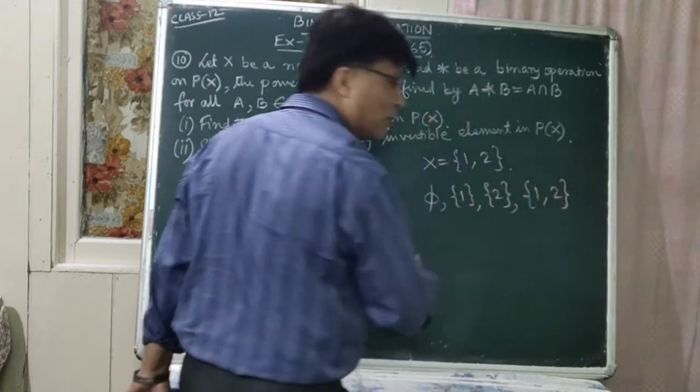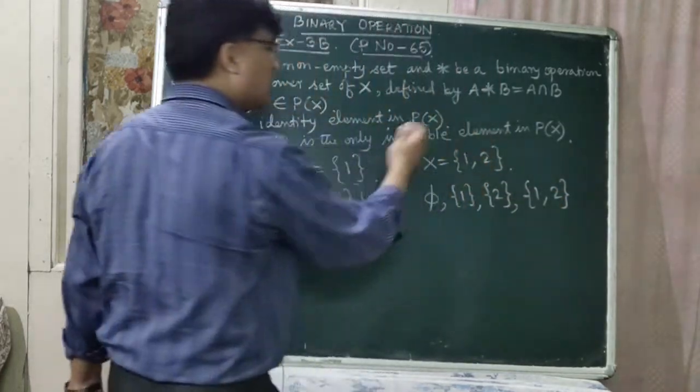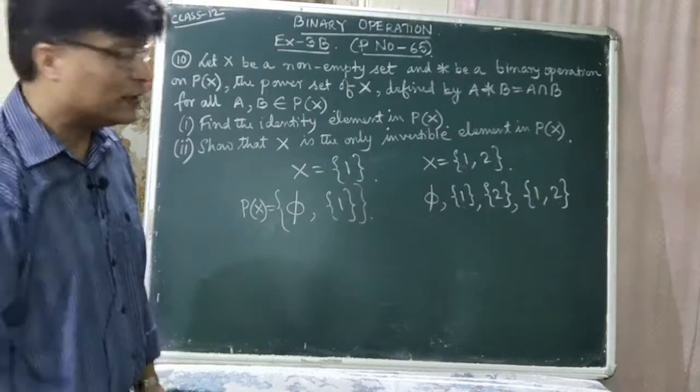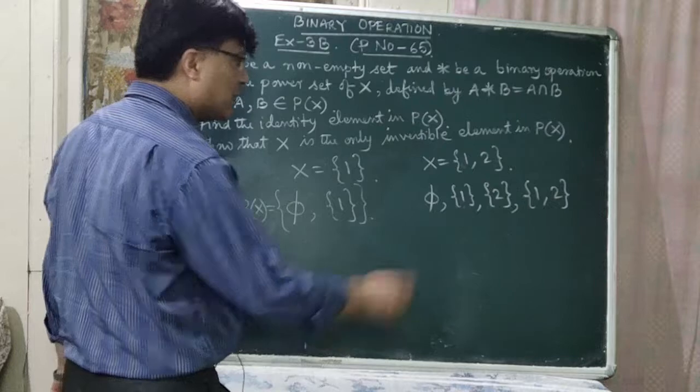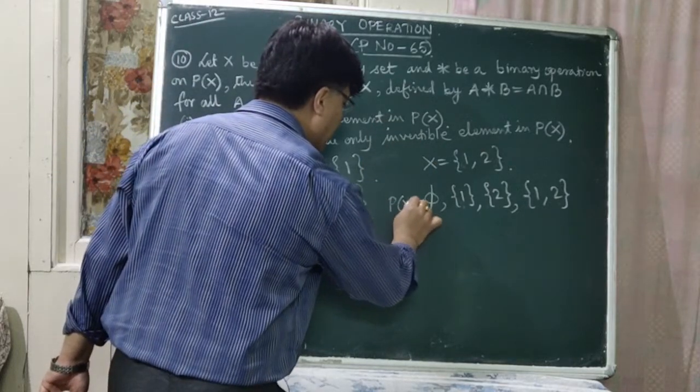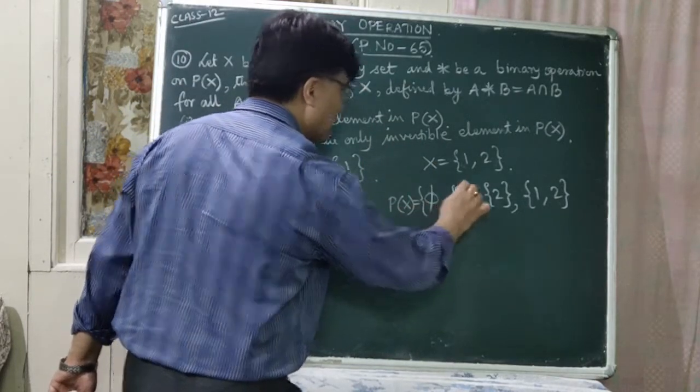{1, 2} is also a subset of {1, 2}. So these are the possible subsets of the set X, and it is denoted by P(X). Is that clear?